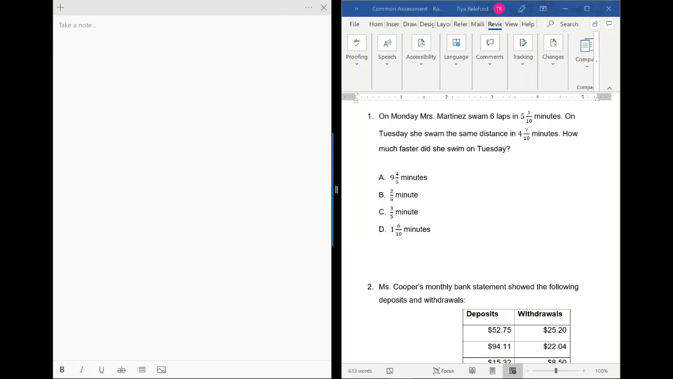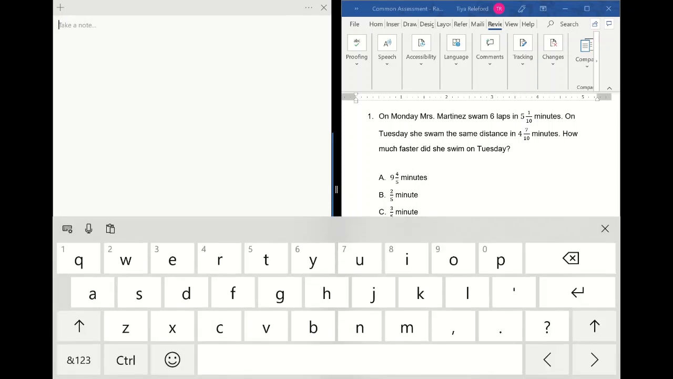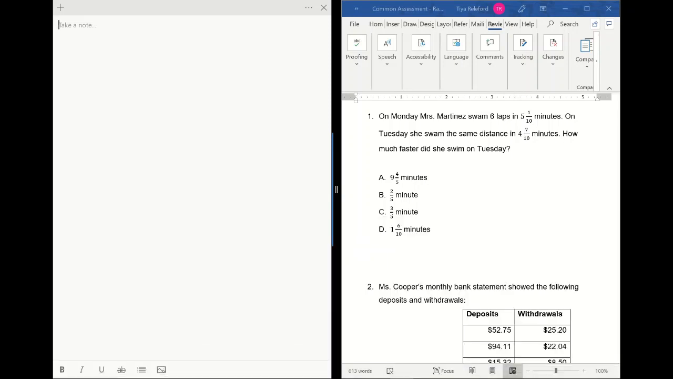Says on Monday, Mrs. Martinez swam 6 laps in 5 1/10 minutes. On Tuesday, she swam the same distance in 4 7/10 minutes. How much faster did she swim on Tuesday? So how much faster is a subtraction problem? We have 5 1/10 minus 4 7/10.